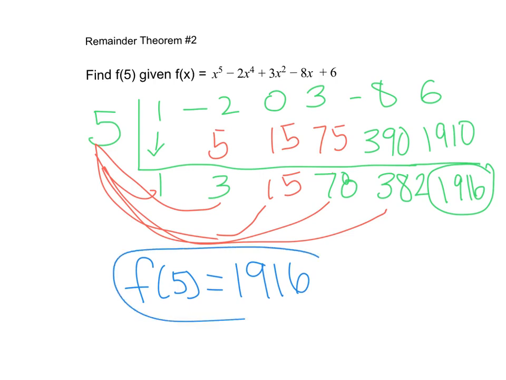That's my final answer. So if I were to take 5 and plug it into all these x's and did that math, I would get 1916. So the synthetic division is actually an easier way to do that. You still had to do a lot of calculating, but it's still an easier technique.